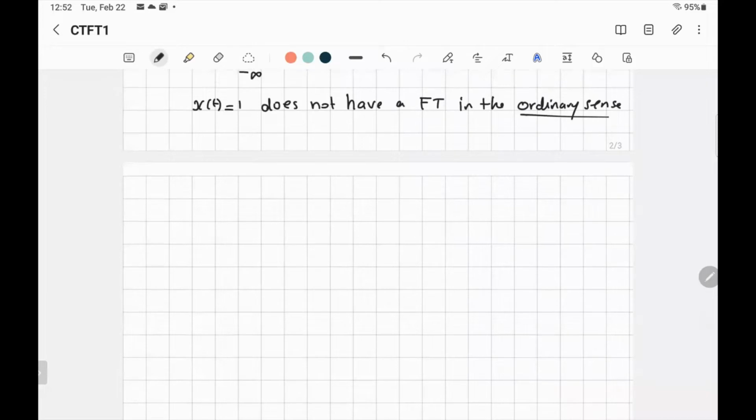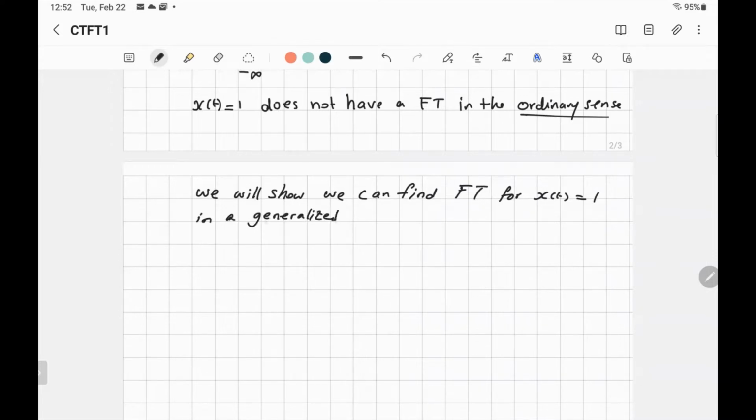But in the future, maybe in the next lecture, we will show that we can find Fourier transform for x of t equal 1, not in the ordinary sense, but in a generalized sense. And I'm going to explain next lecture what that means. So there is a general way that you can avoid some of these things. But right now, according to the ordinary sense that we explained, it does not have a Fourier transform in this sense.